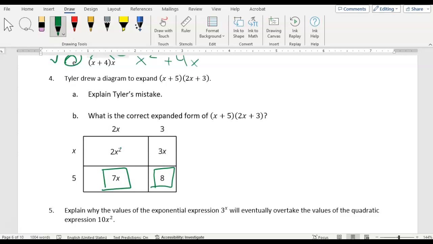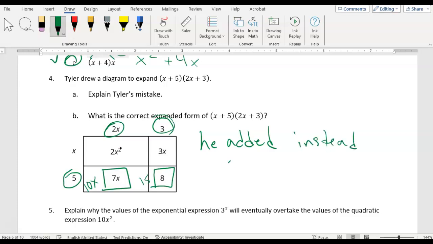So remember that this is multiplication. And so it should be this times this, which gives us 10x, and this times this, which gives us 15. So again, that was the common mistake I saw made today, too. And so he added, and what's worse is he added unlike terms. He added 2x plus 5. That cannot equal 7x, right? So he added, instead of multiplying, and then again, in particular for the 2x and the 5, he added unlike terms.